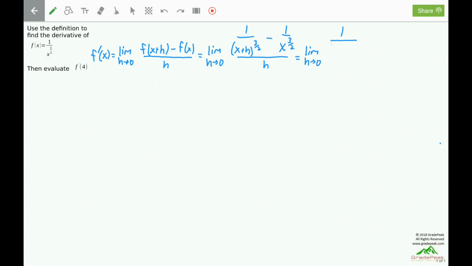We're going to take the first fraction, 1 over x plus h to the 3 halves, and multiply by x to the 3 halves over x to the 3 halves. And we're going to take the second fraction, 1 over x to the 3 halves, and multiply by x plus h to the 3 halves over x plus h to the 3 halves. All of this is over h.